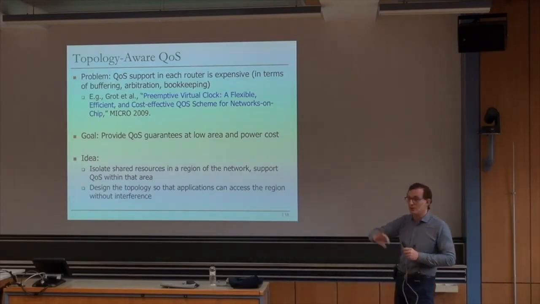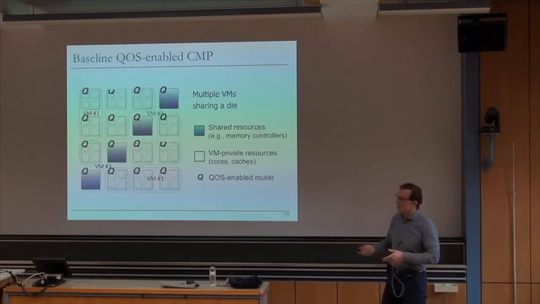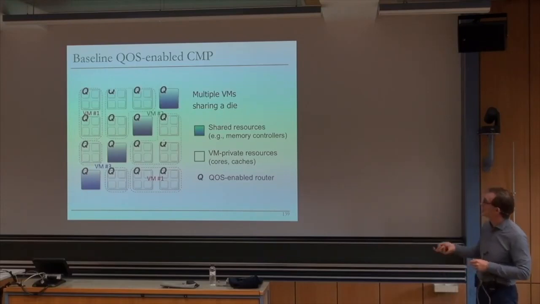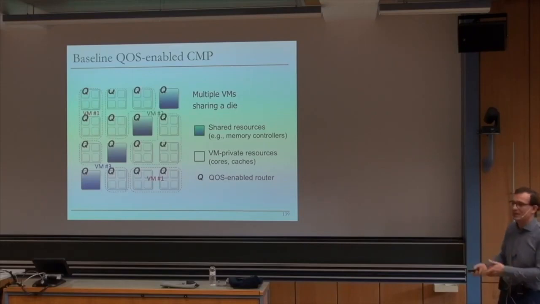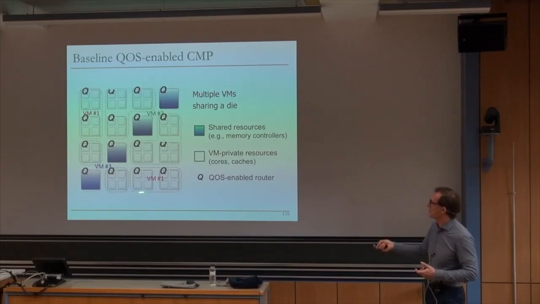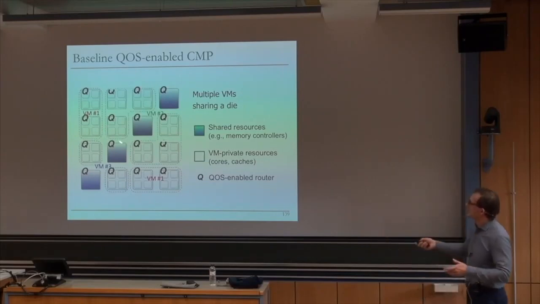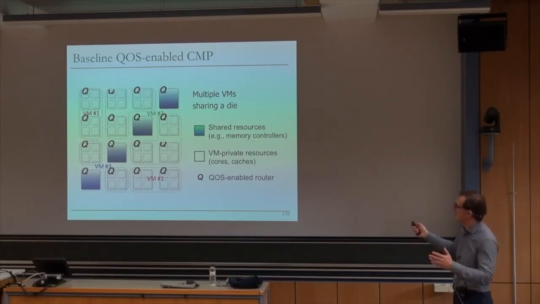And design the topology so that applications can access the region without interference. That's the interesting part. Now we're going to modify the topology such that we support this quality of service aware region. So if you look at a baseline quality of service enabled chip multiprocessor, it looks like this. Quality of service is everywhere in the routers. And this example actually shows concentration also. Basically, you have 4 nodes connected to a router, and you have 4 by 4 of these 4 nodes, as you can see. And you can see that these are shared resources over here, and these are private resources.